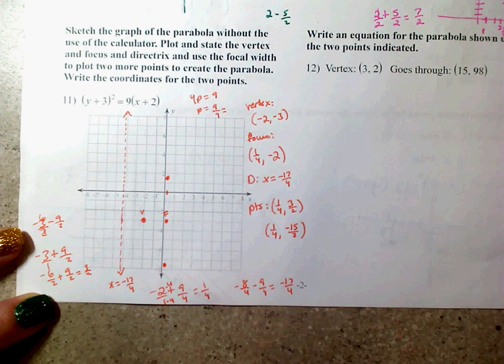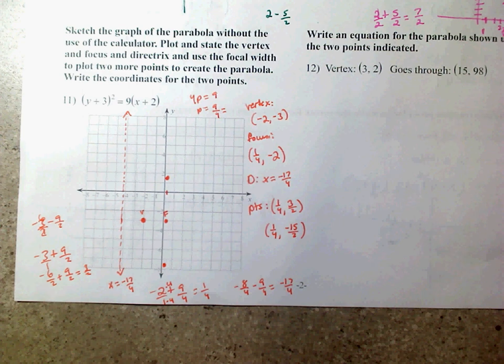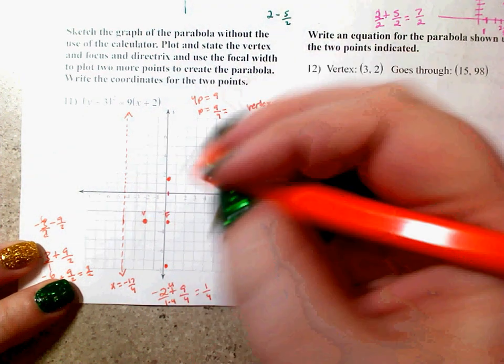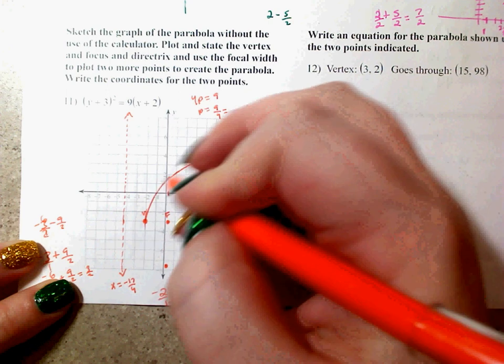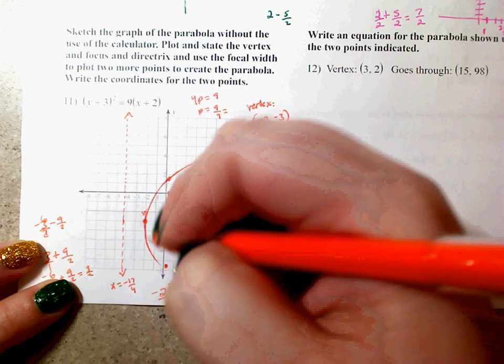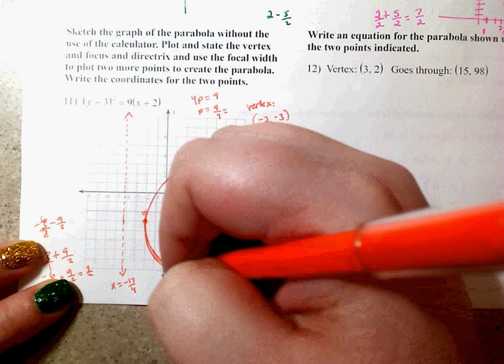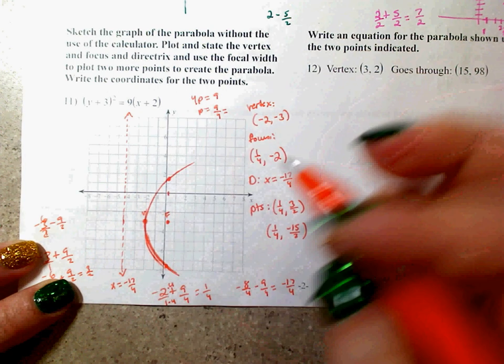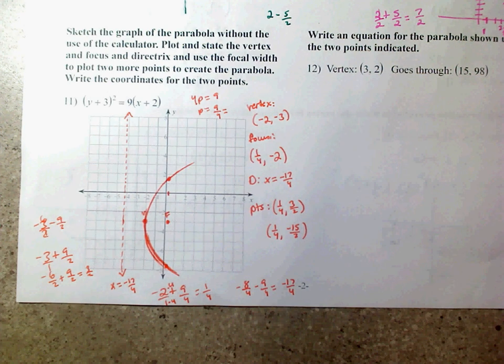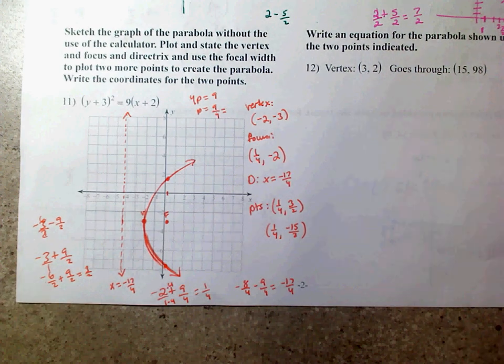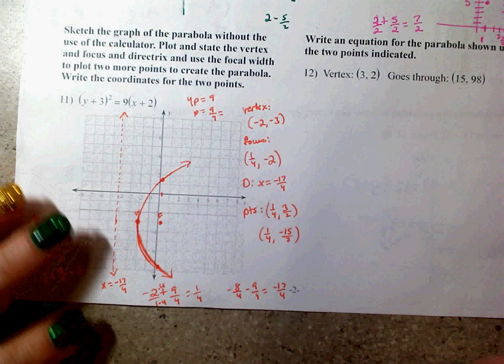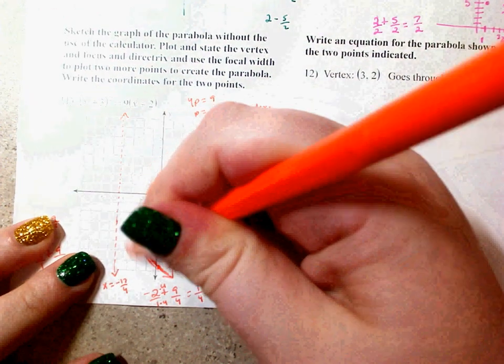Okay, and then plot the parabola. So it looks something like that. And you don't need to keep going because that's too many random points that we're just assuming.